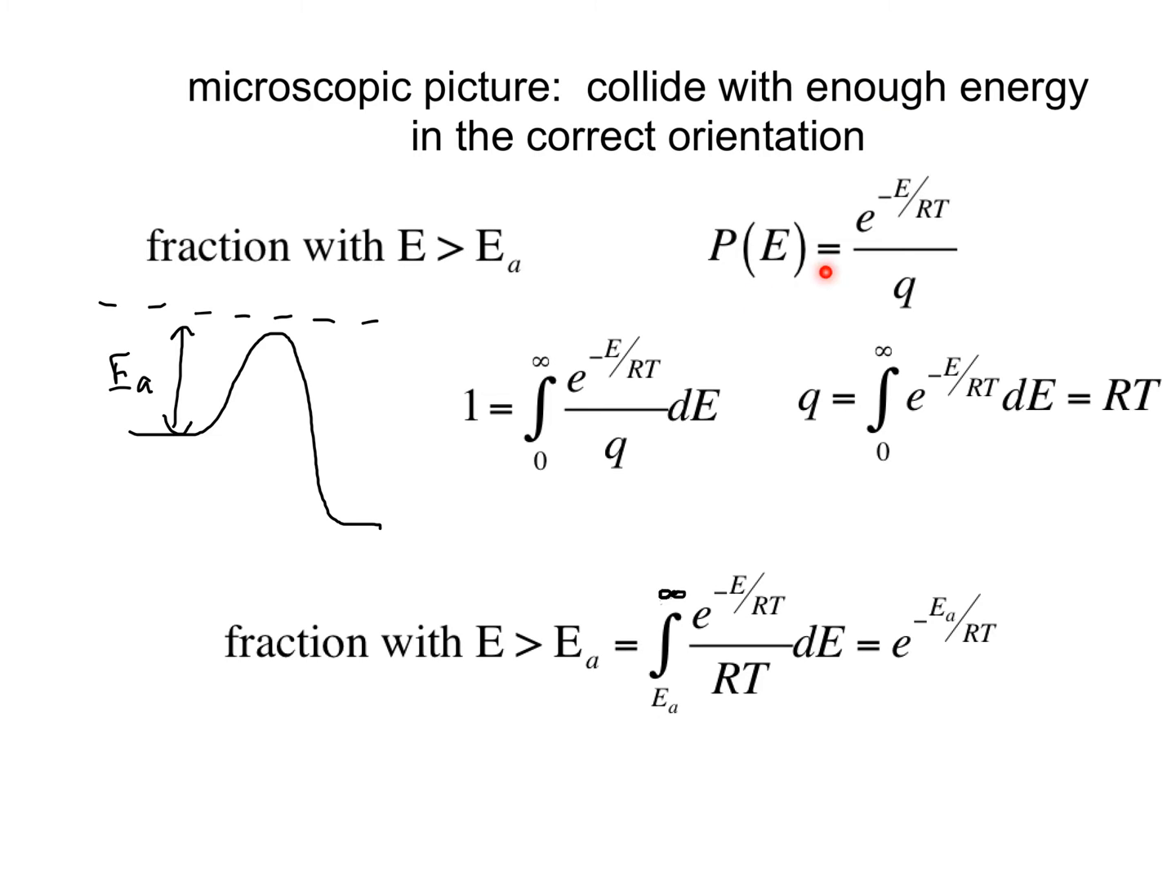Now that I have an expression for my probability of a given energy, I can find out what the fraction of collisions are that will have energy larger than the activation energy. In other words, how many collisions will have enough energy to overcome the activation barrier. The fraction with an energy larger than the activation energy will be equal to the sum, or the integral, over all probabilities from the activation energy to infinity. When I do this integration, I find that this fraction is e raised to the minus activation energy divided by RT.